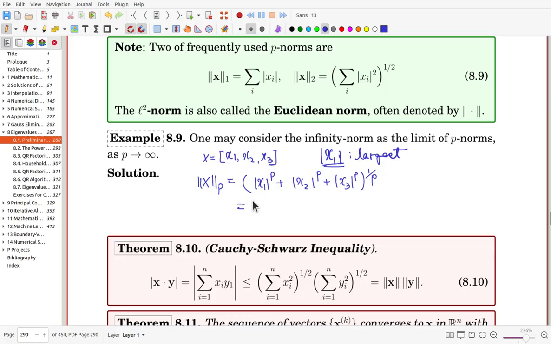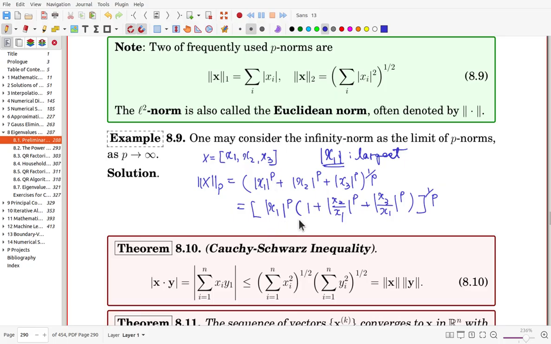Now this one is x1^p here, and then 1 plus (x2 over x1) to the p power, plus (x3 over x1) to the p power, and then all of it to the power 1 over p, right? So x1^p is factored out, and we put it on the outside. So these are the same.